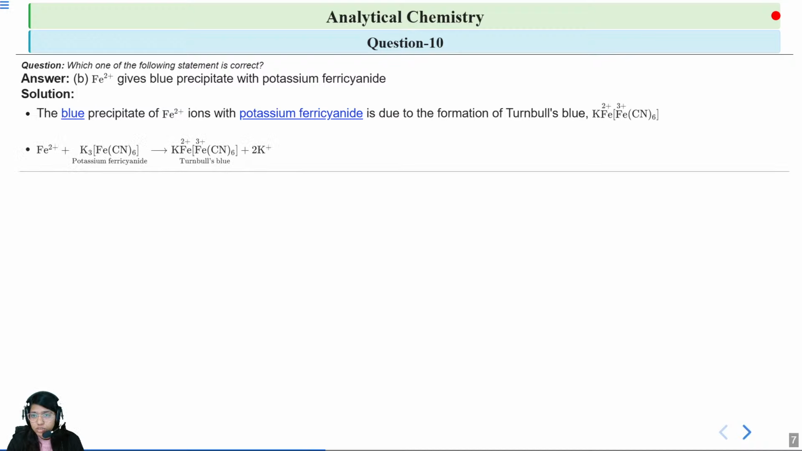Now here we have a reaction. This reaction shows the formation of Turnbull's blue when ferrous ions Fe2+ react with potassium ferricyanide. Ferrous ions Fe2+ react with ferricyanide [Fe(CN)6]3- to form a complex which is Turnbull's blue, KFe[Fe(CN)6], which releases potassium ions. This reaction is a classic test for Fe2+. Now moving on.